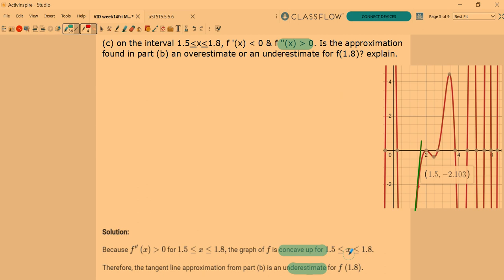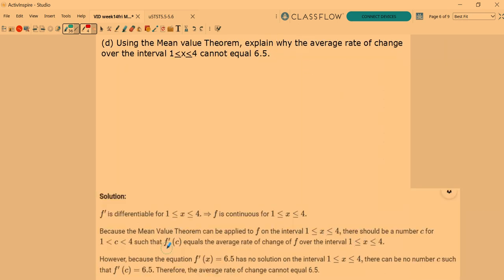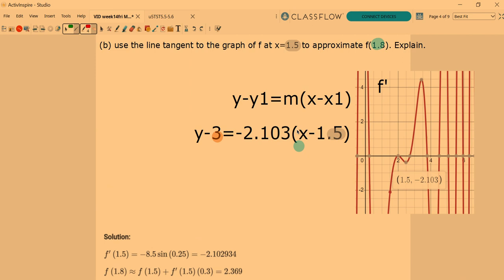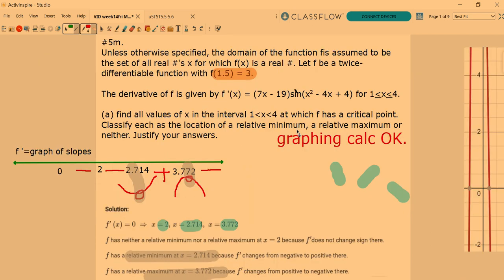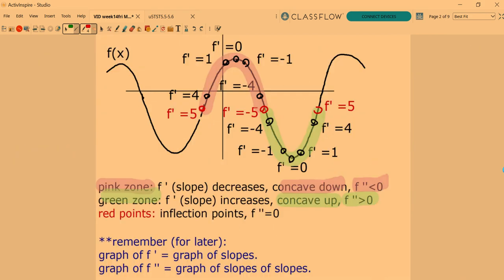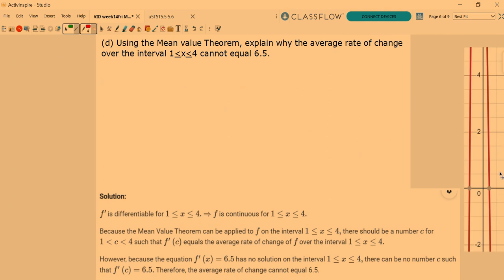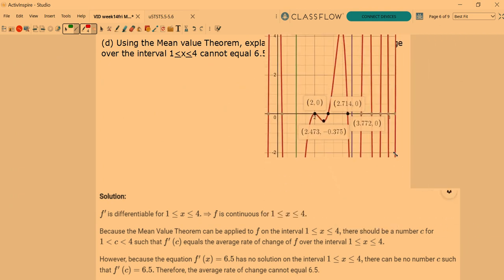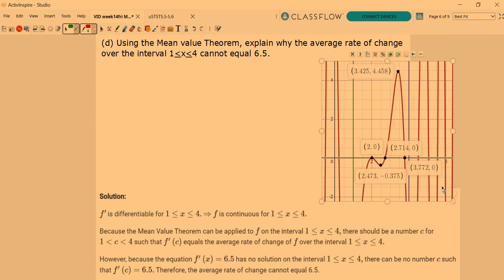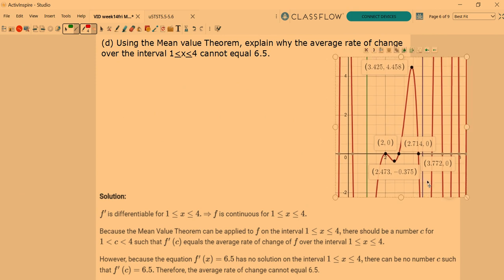And again, concave up is given to us right here. Now D is really easy: why the average rate of change cannot equal 6.5. Now, remember the average rate of change over here. Let me get this. Let's copy and paste this here. Again, I'm getting the Desmos one because it's a little bit cleaner.